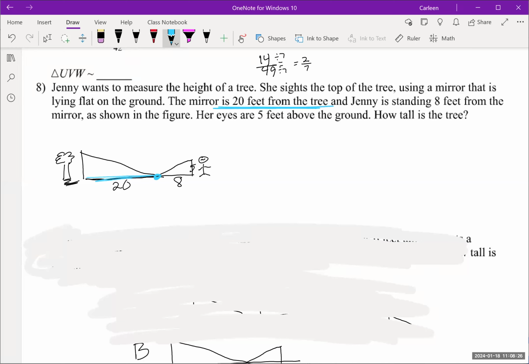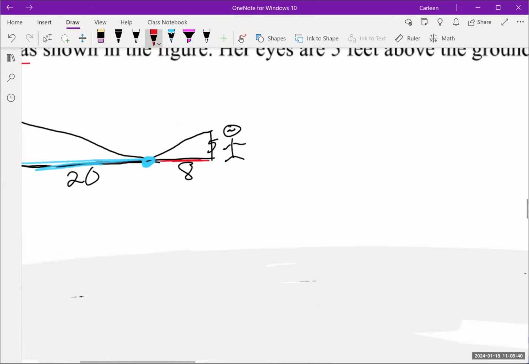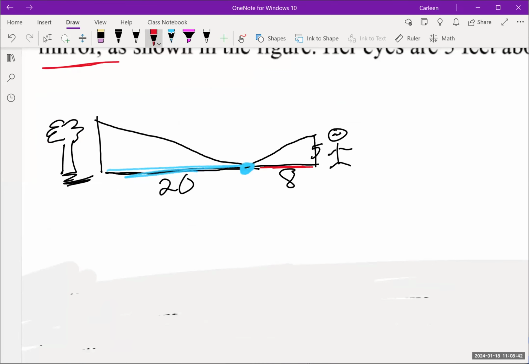This works. Okay, so the mirror is 20 feet from the tree. Jenny is 8 feet from the mirror. Do we see that that's right there? And her eyes are 5 feet tall. Okay, so using this mirror.